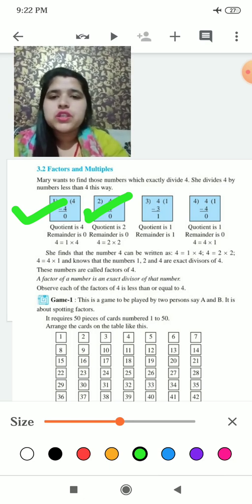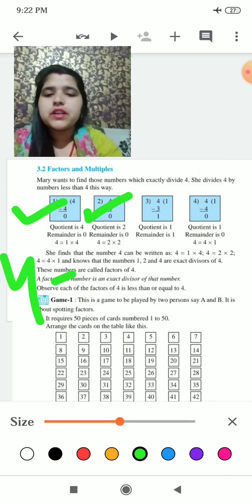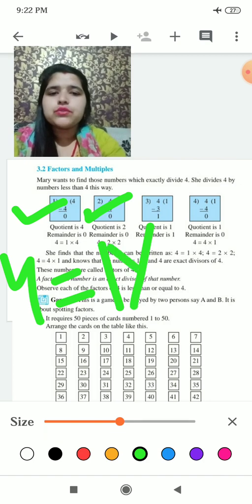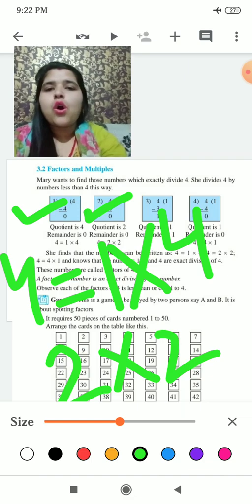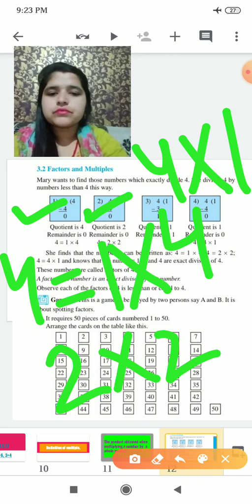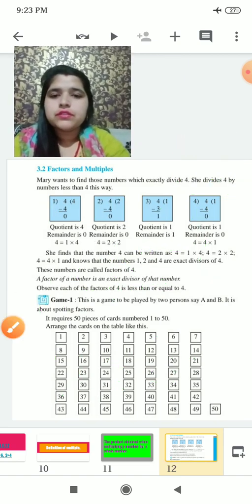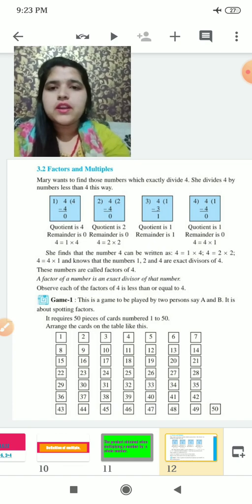Same way, she finds that the number 4 can be written as, how can 4 be written? 4 can be written as 1 into 4, 2 into 2 or 4 into 1. Okay. And she knows that the numbers 1, 2, 4 are exact divisors of 4. These numbers are called factors of 4. Okay, these are factors of 4.